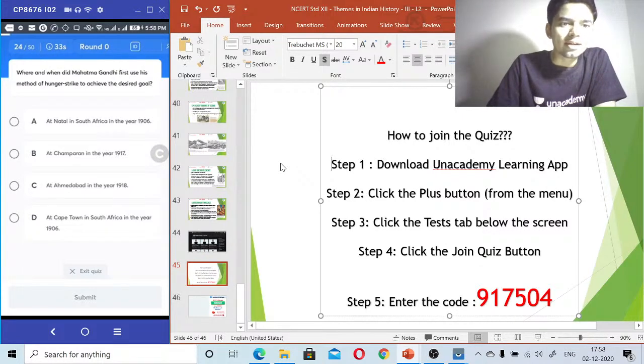Where and when did Mahatma Gandhi first use his method of hunger strike to achieve desired goal? Natal in South Africa in 1906, Champaran 1917, Ahmedabad 1918, Cape Town 1906. Hunger strike was used by Mahatma Gandhi for the first time where?